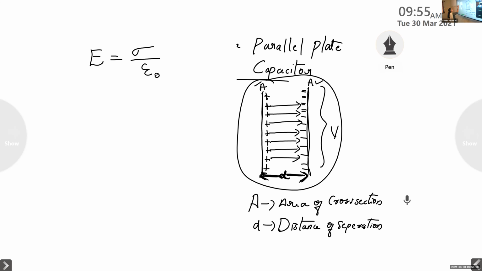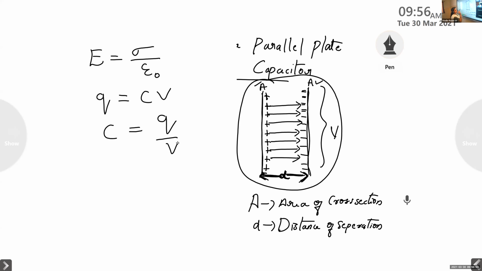In order to get an expression for capacitance, we have Q is equal to C V, where C is the capacitance, V is the potential, and Q is the charge. From this expression, we derive the equation for C. C is equal to Q by V, where Q is the charge and V is the potential.